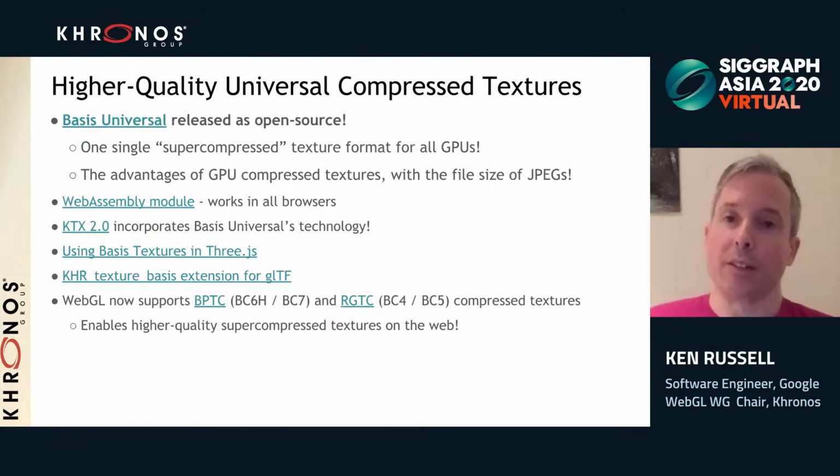As you may remember, Binomial LLC released Basis Universal as open source last year. This technology offers one single super compressed texture format for all GPUs. It provides the advantages of GPU compressed textures with the file size of JPEGs. Binomial is now offering a WebAssembly module that works in all browsers, and Khronos' own KTX 2.0 specification incorporates Basis Universal's technology. There is a tutorial on using Basis textures in three.js, and now there's also a KHR_texture_basisu extension for glTF, meaning that it's easy to embed these super compressed textures into your 3D models and transmit them over the web. WebGL itself now supports BPTC and RGTC compressed textures, and these enable higher quality super compressed textures on the web.